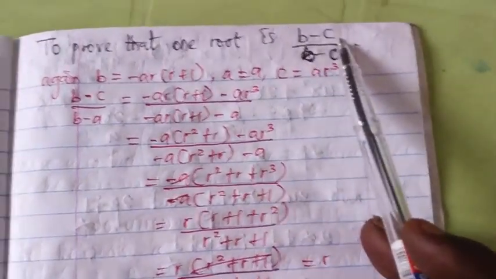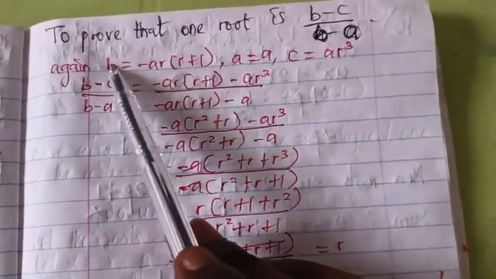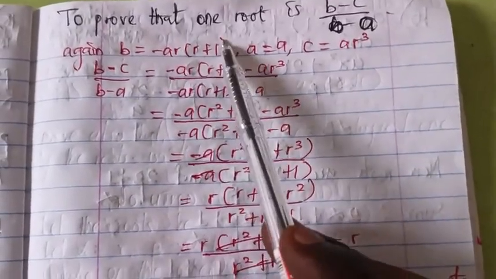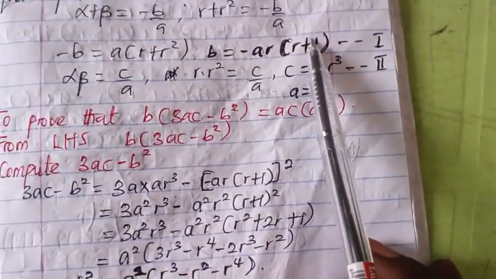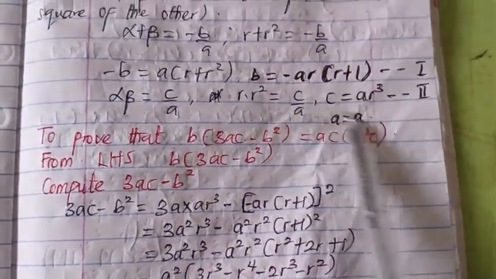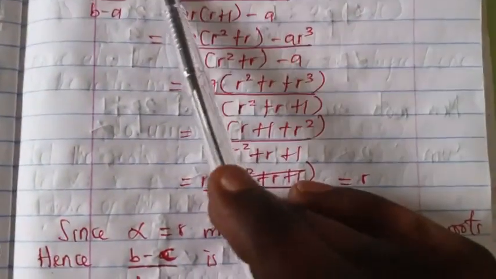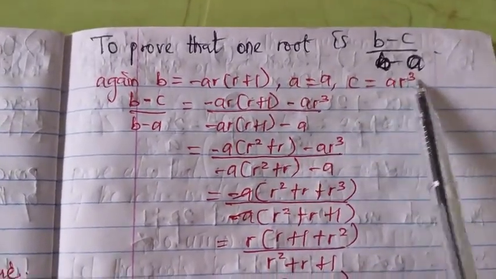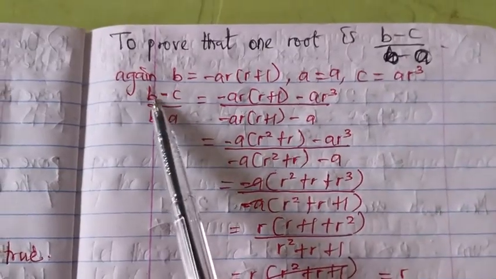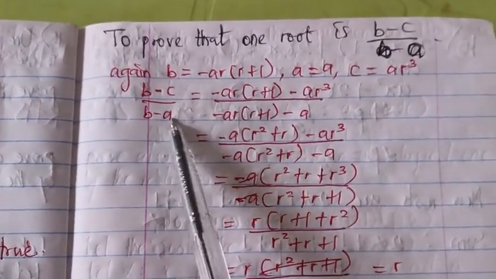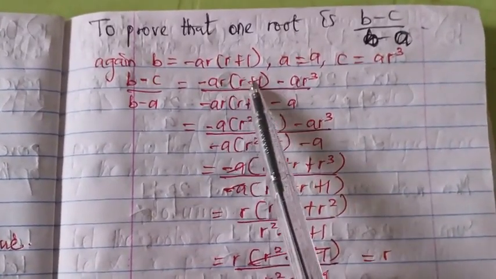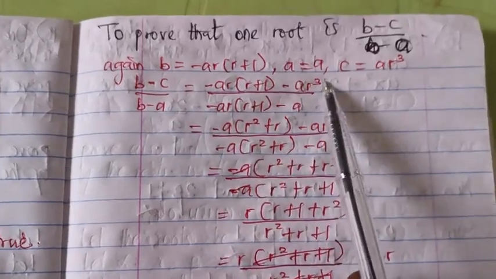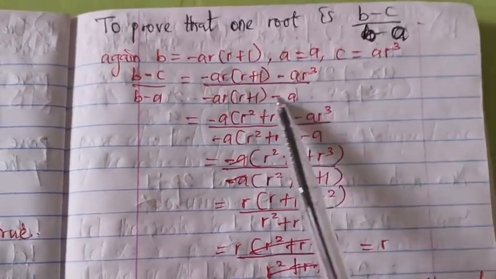Now the second part, they now said we need to prove that one of the roots is this. So what do we do? Don't forget, again, b is what? All of this. We got that before. We just import b, c, and a from here. So b is minus ar into r plus 1, a is a, and c is ar cube. So we want to see if that is true. b minus c over b minus a. b is what? Minus ar into r plus 1, minus c is what? ar cube. All over b again, and a is a.